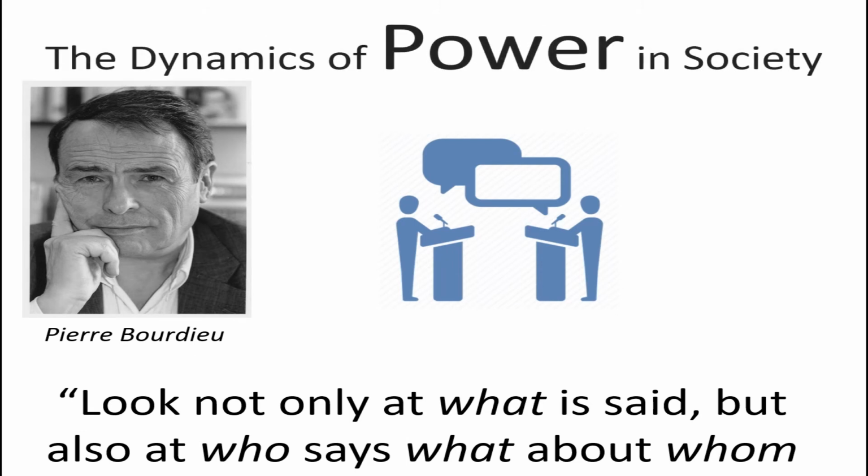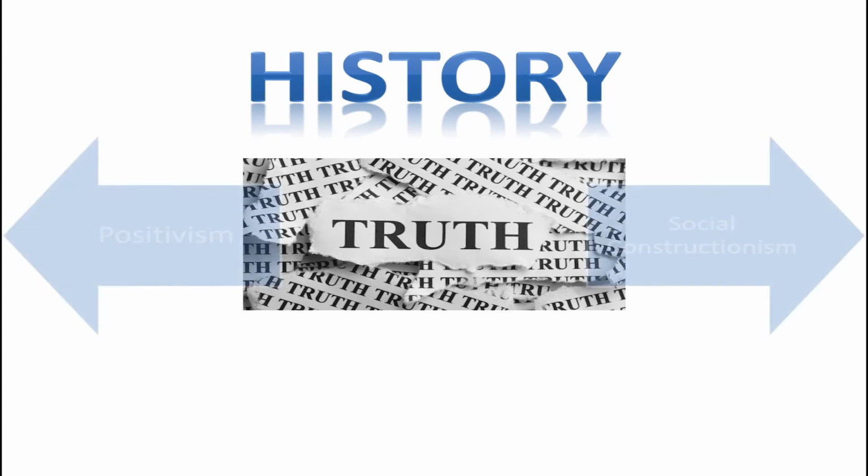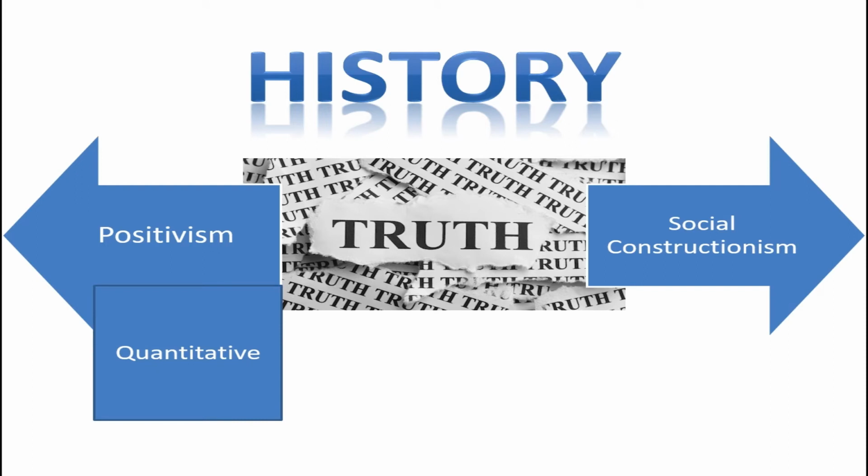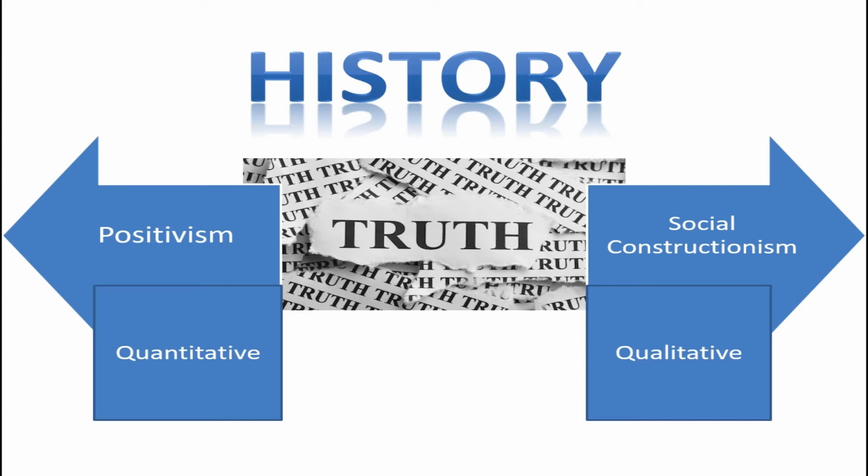Now, from the history of these two different approaches to knowledge and truth, what we see is positivism feeding into a quantitative approach to research, where we look at numbers and analyze those numbers through statistics to discover meaning. And social constructionism feeds into qualitative research, where we look at words and images to discover meaning. And these two different approaches are seen to be quite oppositional.